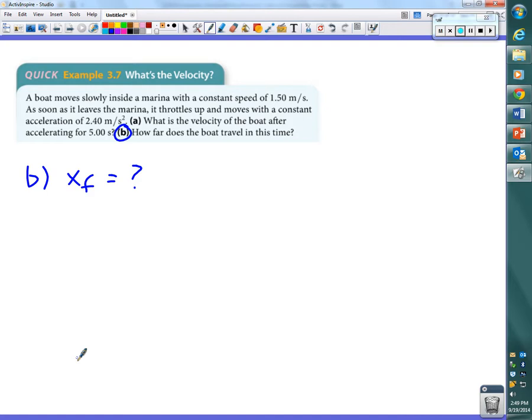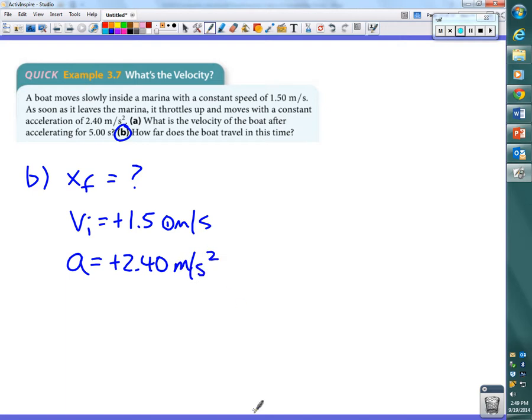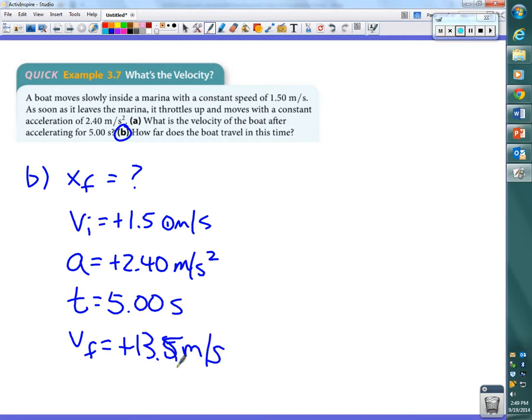Okay. Some things about this boat's motion don't change. For instance, it still had an initial velocity of positive 1.50 meters per second. It still experienced an acceleration of positive 2.40 meters per second squared. It still experienced that acceleration for 5 seconds. And then in the last problem, we found out that the final velocity of this boat was positive 13.5 meters per second.